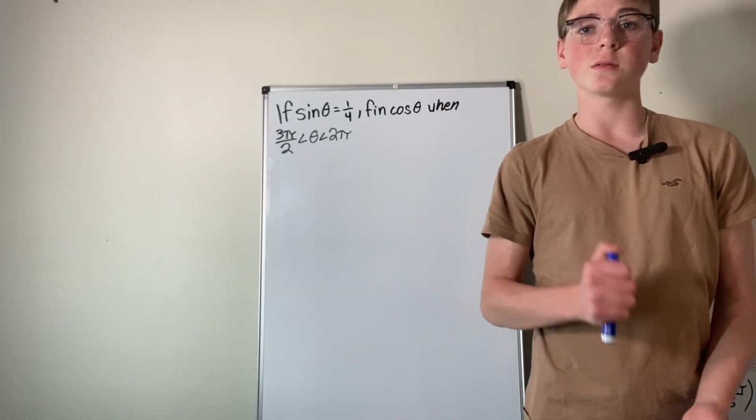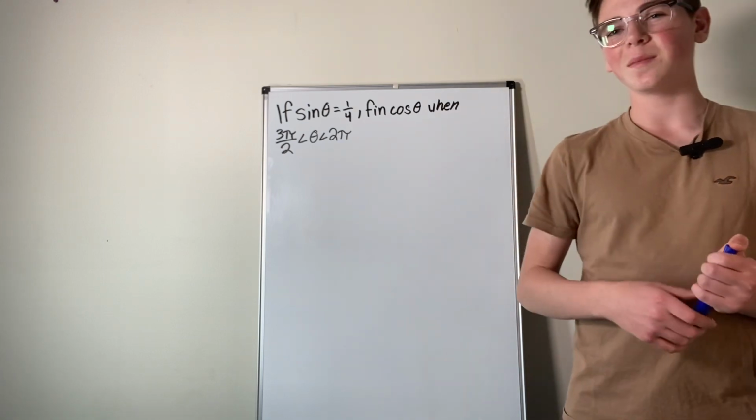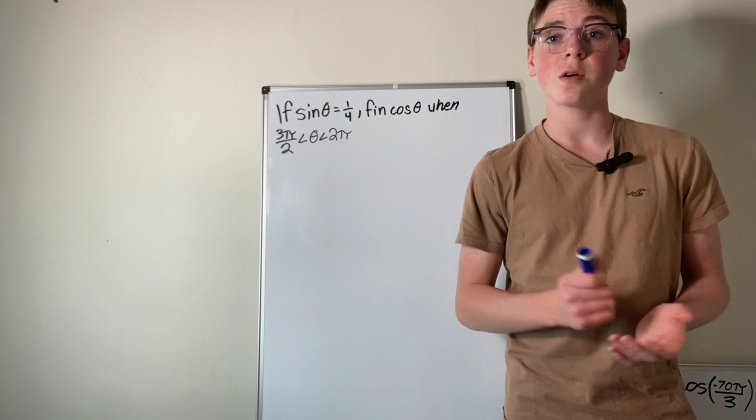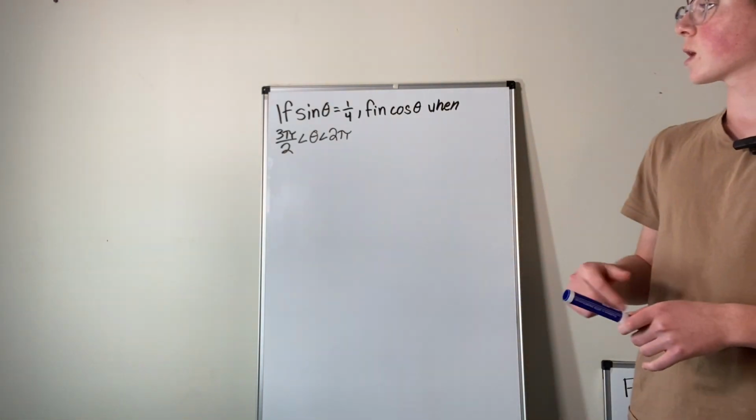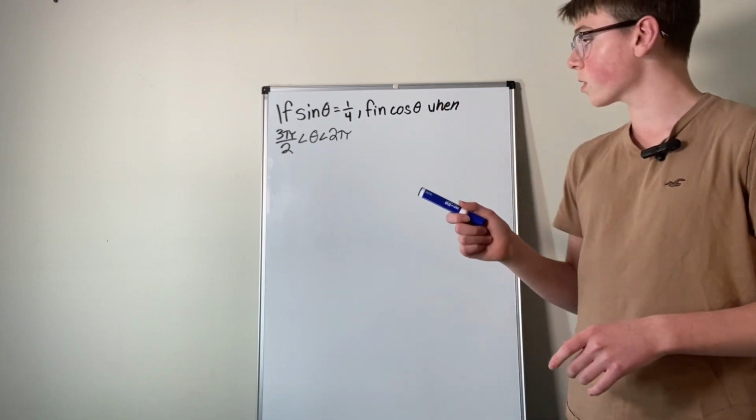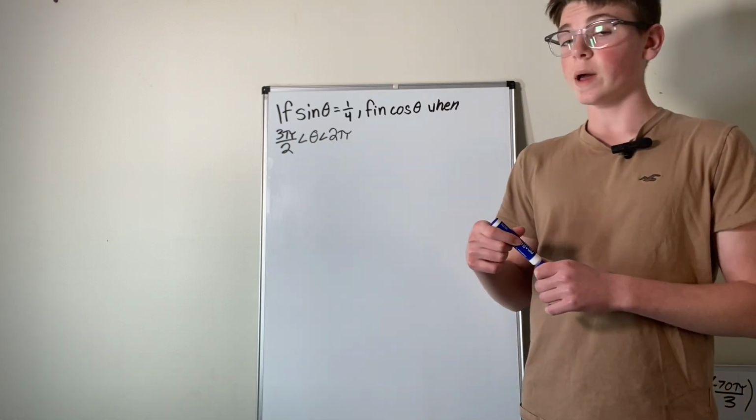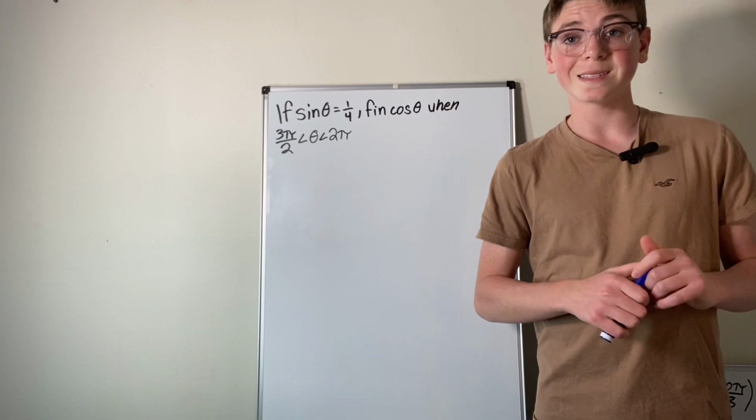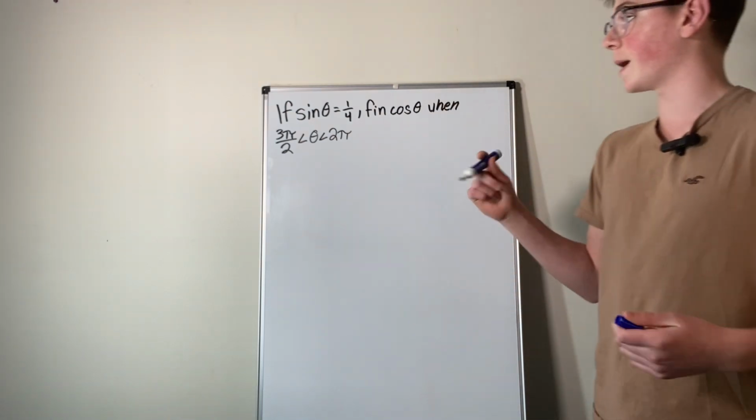Today I'm going to go over some more complex, well, not really complex, they're just worded differently, sine, cosine, and tangent, radian problems. So let's start. If sine theta equals 1/4, then find cosine theta when 3 pi over 2 is less than theta, and theta is less than 2 pi.